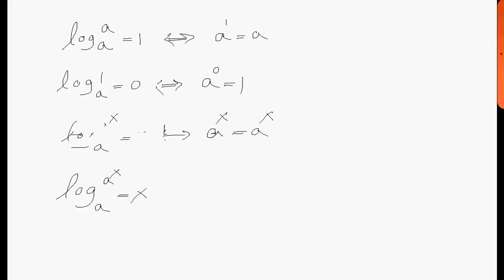Why does this equality hold? Because it is equivalent to me saying a to the power of x is a to the power of x, which is obvious. Another way of looking at this is, here I'm asking what is the power that I raise a to, to get a to the power of x, and that power is x.